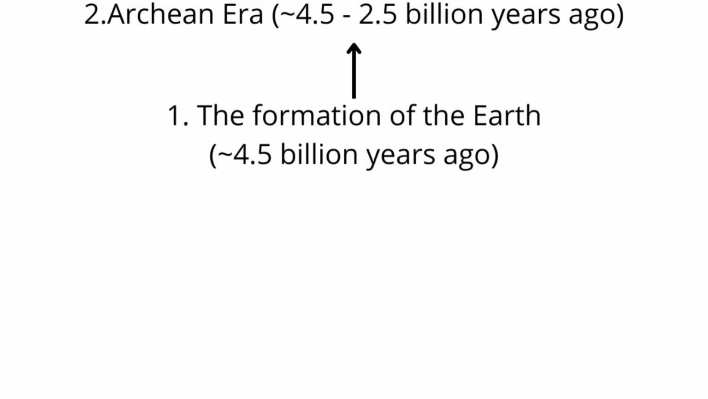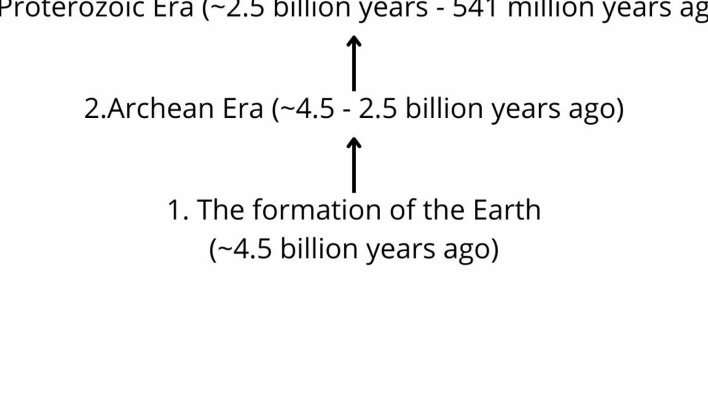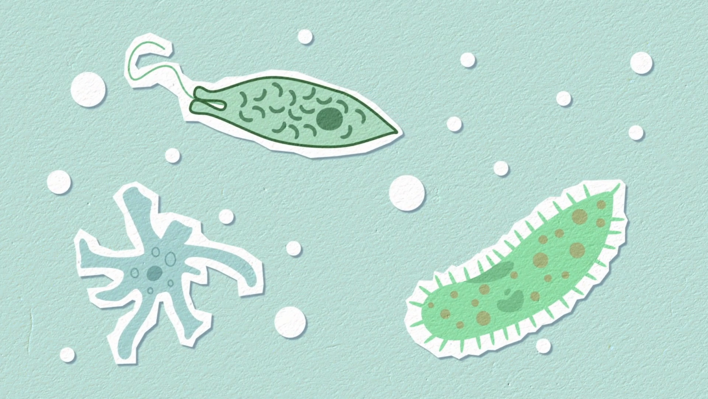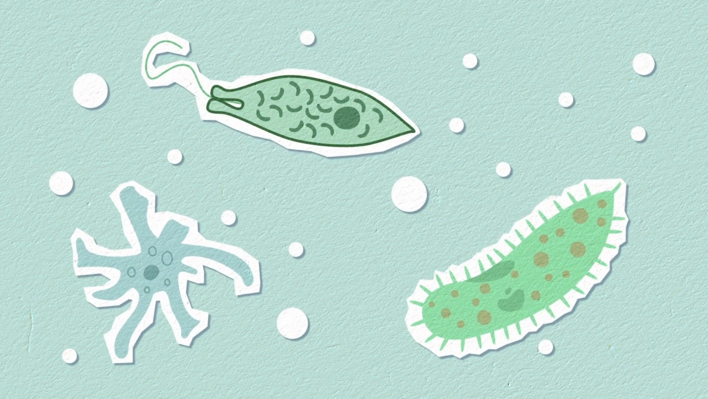So, we have moved on to a new stage, the Archean era. It lasted from about 4.5 to 2.5 billion years ago. It was at this time that the great journey of life began. But the story doesn't end with unicellular ones. The Earth continues to evolve, and we will definitely show it in the next video.